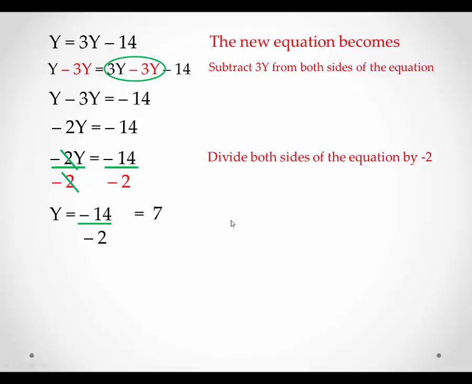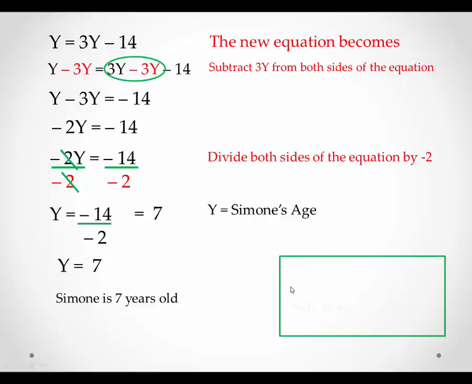Now that we have y equals 7, this y represents Simone's age, and so Simone's age now is 7. So Simone is 7 years old. On a side note, we can calculate Tracy's age by using one of the previous equations that we had earlier. By plugging in Simone's age into the previous equation, we see that Tracy is definitely 15 years old. So when Simone is 7, Tracy is 15 years old.